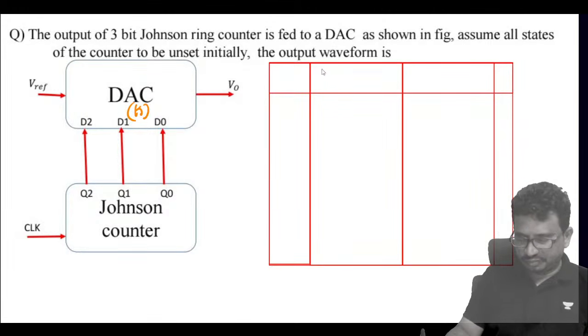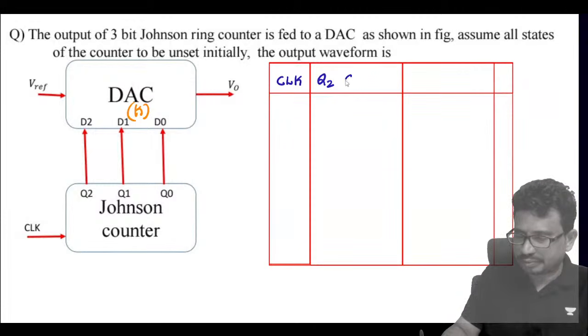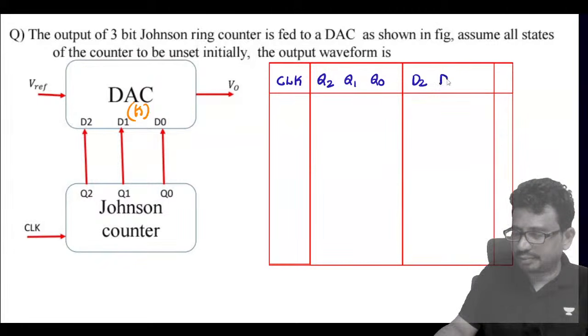First, clock and Johnson counter, so that is Q2, Q1, and that is Q0, and D2, D1, D0, and that is V0.